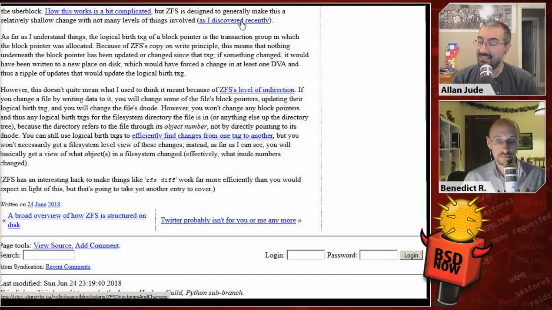However, ZFS has an interesting hack to make things like ZFS diff work far more efficiently than you would expect them to be able to do. And that's going to be yet another entry to cover. So next week, we'll talk a bit about how ZFS diff is able to go from block number 1017 changed to being able to tell you it was this file that changed, going from the object number to the file name. Oh, that's great.